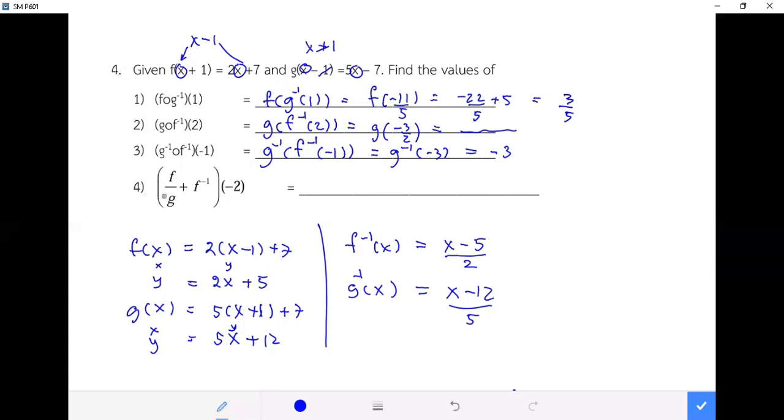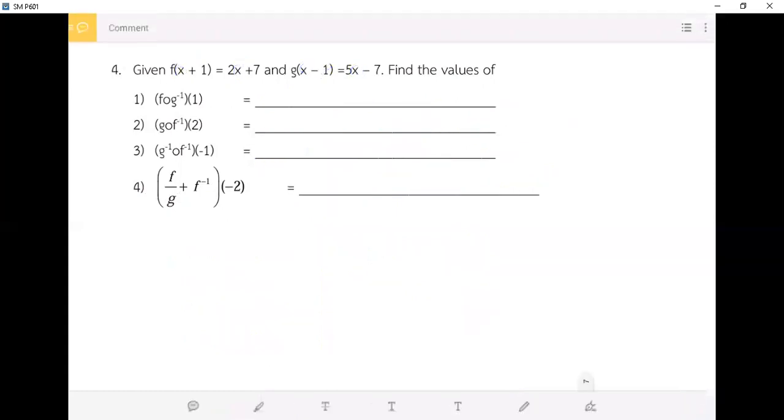So this one, number 4, right? f over g plus f inverse of negative 2 is like this: f of negative 2 divided by g of negative 2, plus the f inverse of negative 2. You know how to do this one, right? Negative 2 put in f. Negative 2 put in g. Negative 2 put in f inverse. And then add what you have, divide what you have. You will get some number out. You can do it by yourself. I don't have to do it for you. It's easy. Right? Okay.